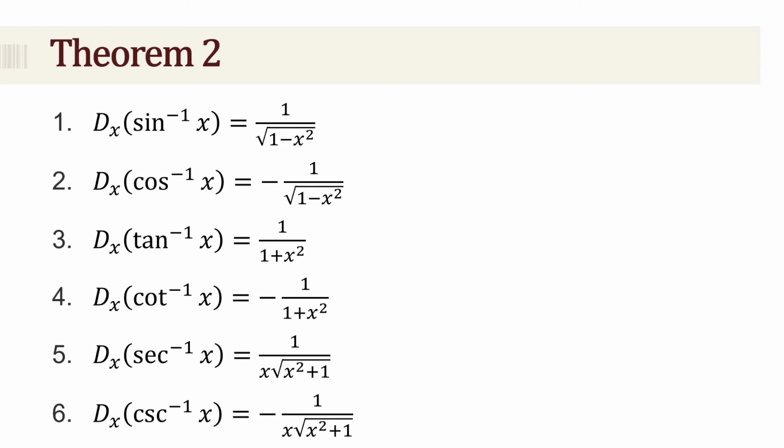And finally, the derivative of arc cosecant x is equal to the negative of 1 over x times the square root of x squared plus 1. So, kung papansinin ninyo, parang yung isa is negative lang nung isa. Okay? So, parang tatlo lang yung i-memorize nyo dito kasi nga yung tatlo, negative lang naman nung isa.